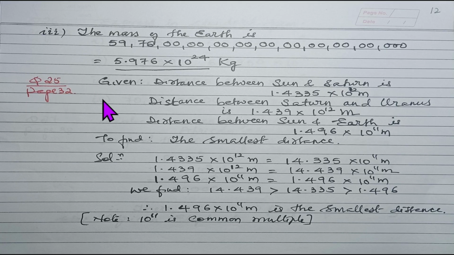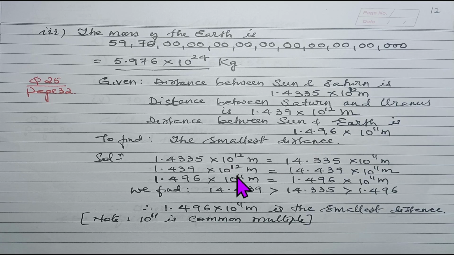Now question number 25. We are given the distance between Sun and Saturn, that is 1.4335 into 10 to the power 12 meters, and the distance between Saturn and Uranus is 1.439 into 10 to the power 12 meters. The distance between Sun and Earth is 1.496 into 10 to the power 11 meters. So 3 different distances are given to us. Now we have to find which is the smallest distance. So let us understand this.